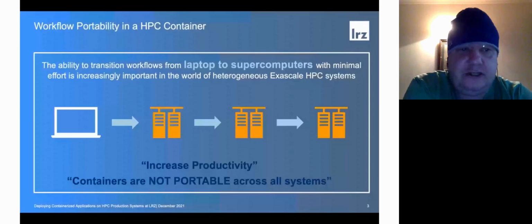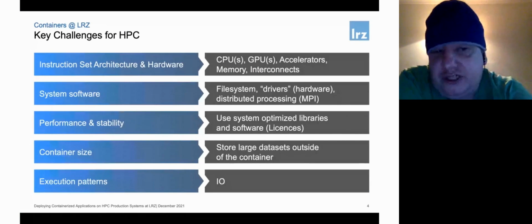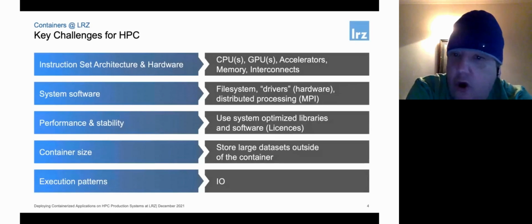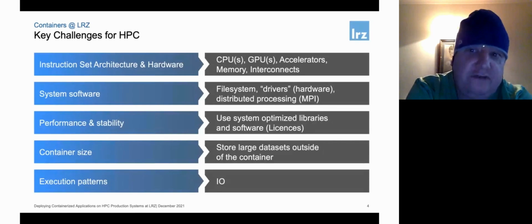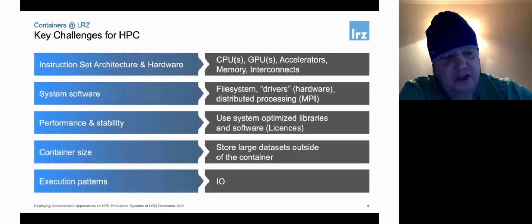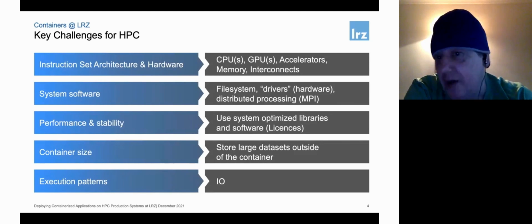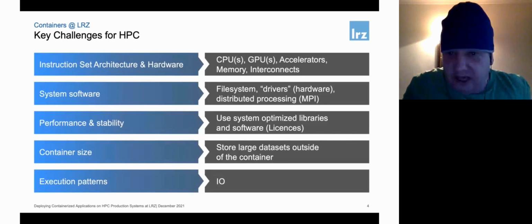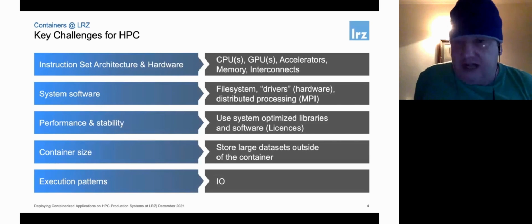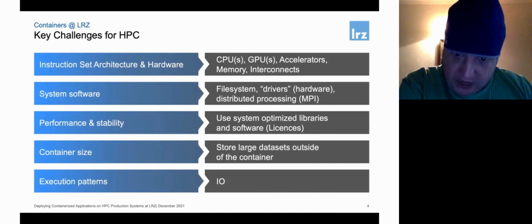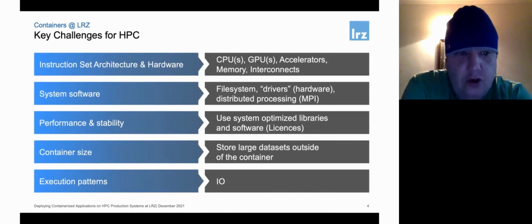So some of the key challenges. You think of the instruction set architecture and hardware. So GPUs, CPUs. For example, for CPUs, you've got the traditional x86, but you now have the ARM systems, and in the future you're probably going to get the RISC-V systems. You've got GPUs traditionally from NVIDIA, AMD, and now Intel are coming up with GPUs. You're also going to have third-party accelerators such as FPGAs. You're going to have different memory setups and different interconnects. So all these things are going to impact either getting your code to actually run or getting performance out of there.